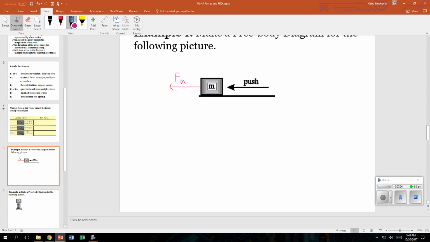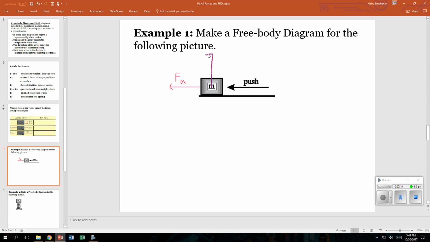I also have my normal force. And my normal force is actually pushing from the bottom upwards. Actually, we're supposed to draw right in the middle. Oh, that's purple. I thought it was a different color. This is my F_N, normal force.